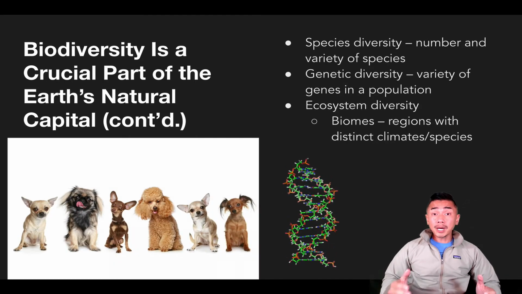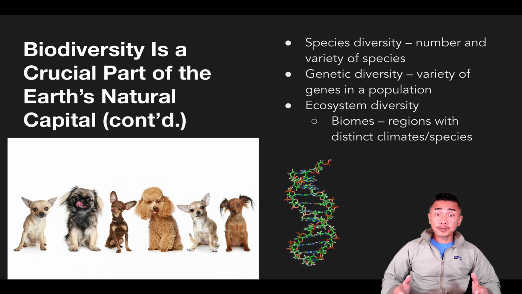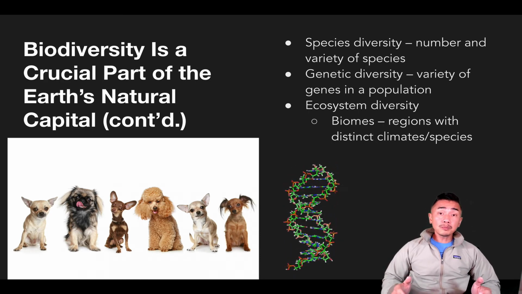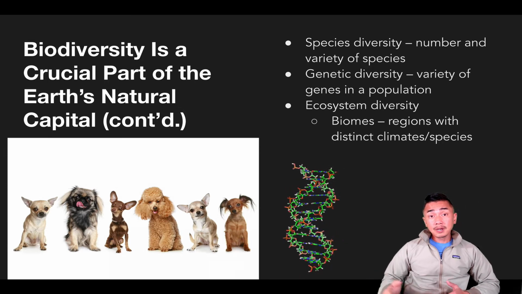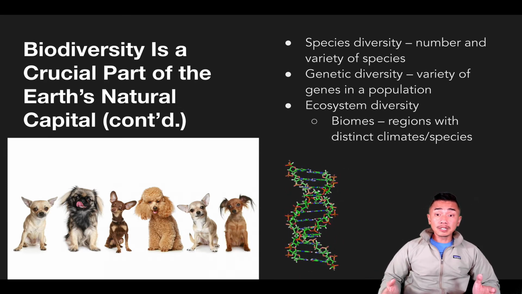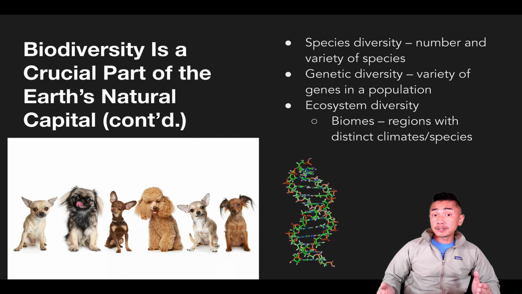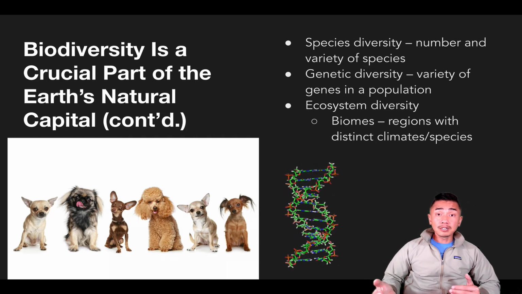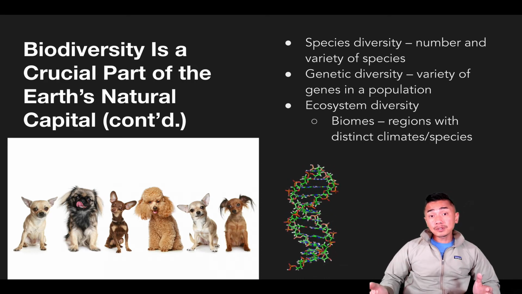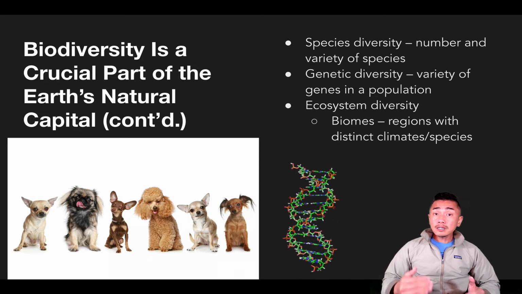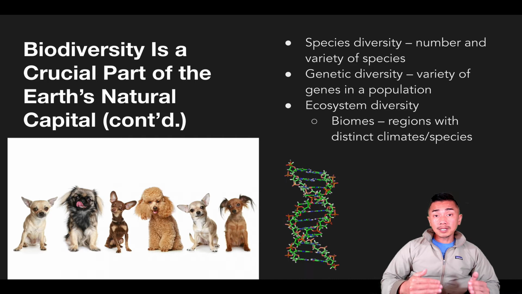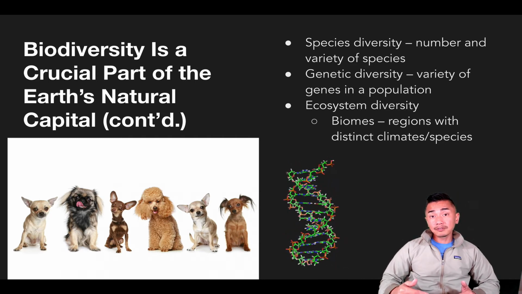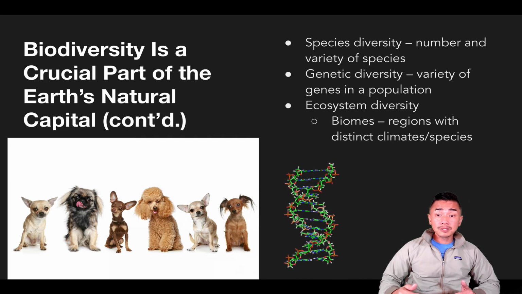We can look at biodiversity in many different ways. We can look at species diversity, or the number and variety of species. We can look at genetic diversity, which is the variety of genes in a population. We can look at ecosystem diversity, which is the variety of ecosystems that we have. Ecosystems can be grouped into ecosystems with similar climates and plant life. We call those biomes.